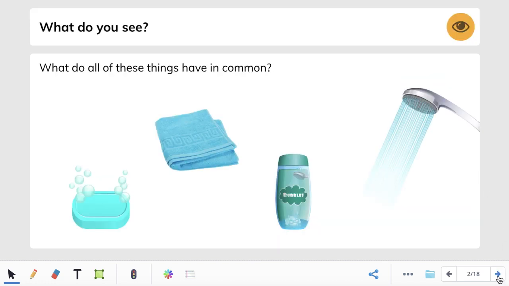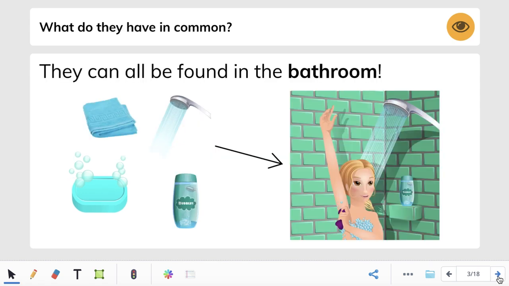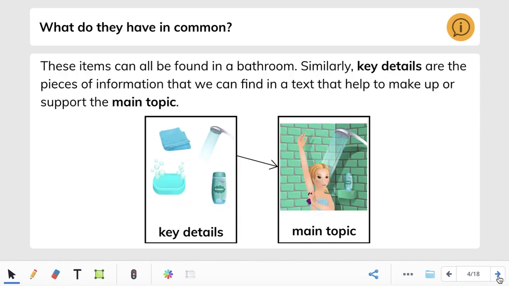So I want you to look at all of the pictures on the screen. What do these things have in common? They can all be found in the bathroom. So these items can be found in a bathroom. Similarly, key details are the pieces of information that we can find in a text that help to make or support the main idea.